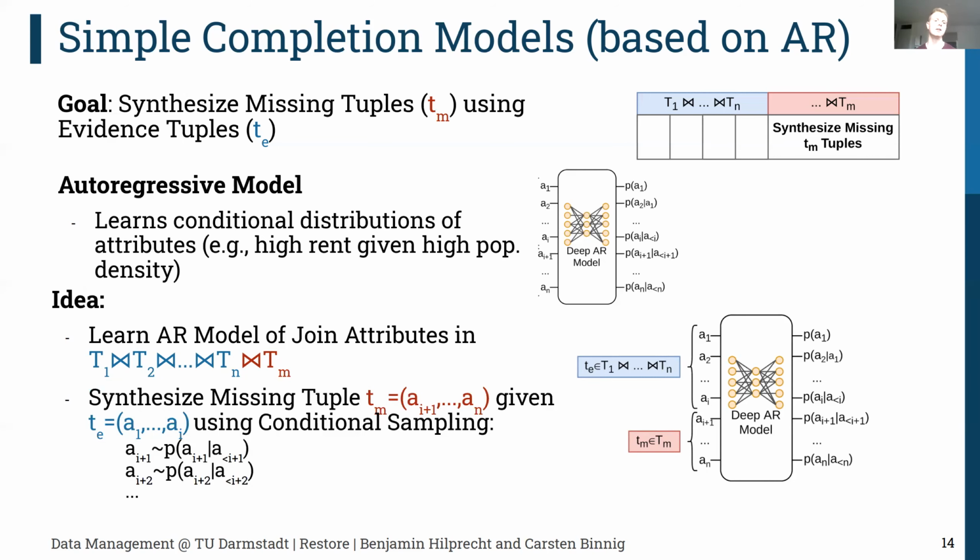And now the idea is that we synthesize the missing tuple given the evidence tuple using conditional sampling. So the idea is we first sample the next attribute of the tuple given the distribution of the previous attributes, and then we sample the second next attribute given all the previous attributes as evidence, and so on. And this allows us to synthesize a complete missing tuple of this incomplete table. So for instance, an apartments tuple given a neighborhood.